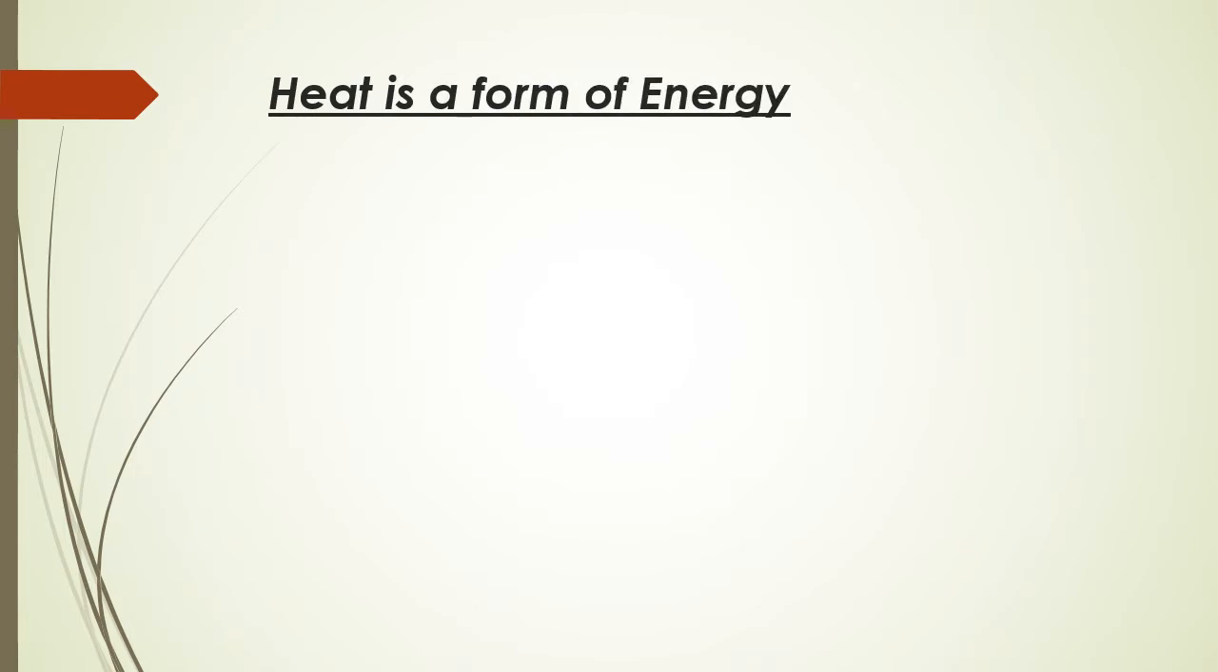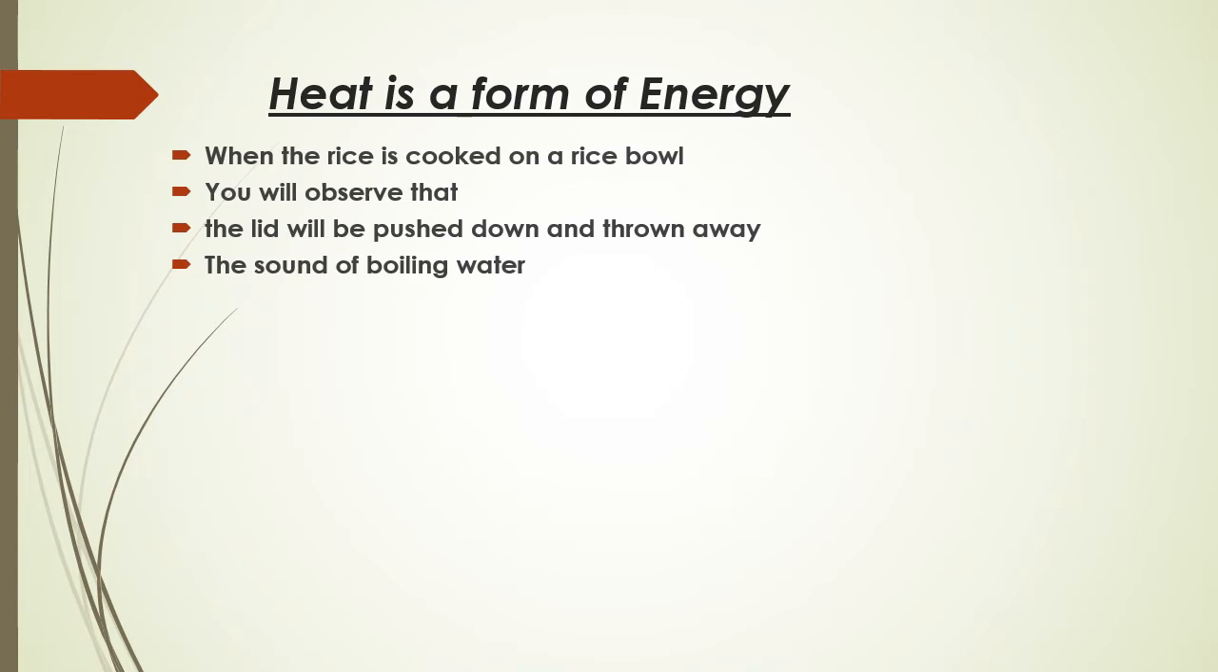Now what is actually there in that body, hot body or cold body? Here a quantity called heat is present in the form of energy. So heat is a form of energy present in an object that tells you the coldness and hotness. When rice is cooked in a bowl, you will observe that the lid is pushed up and thrown out very easily. How does it get energy to push the lid away? Because heat is a form of energy.